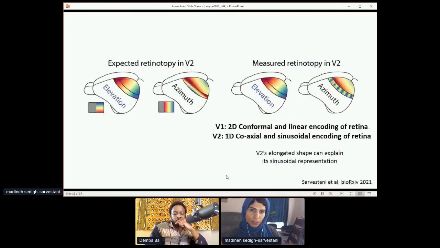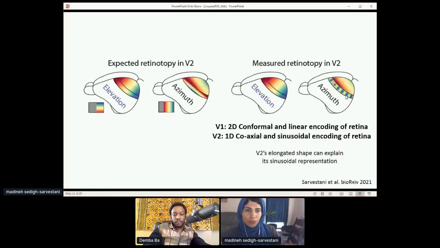So what we found is that although V1 in the tree shrew, like many other animals, has simple retinotopic maps along orthogonal axes, in V2, the maps are along the same long axis. So the two axes of the visual field are no longer maintained orthogonal on the cortex. And this is a real departure from every other sort of retinotopic map we're used to seeing. And you might ask then why these two areas that are right next to each other might have such different transforms of the visual field.